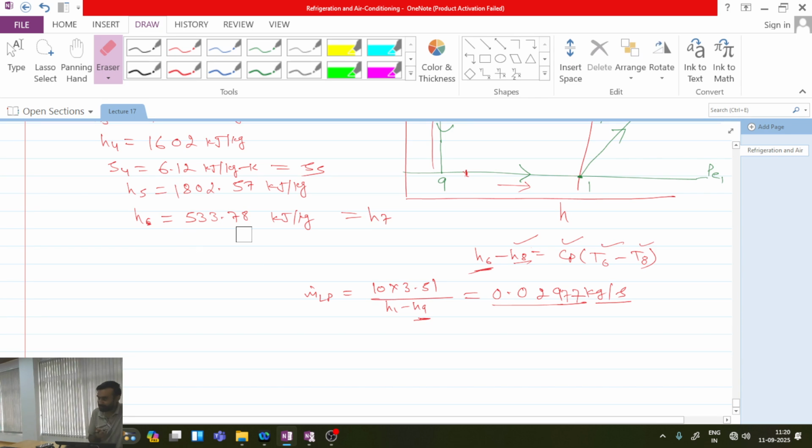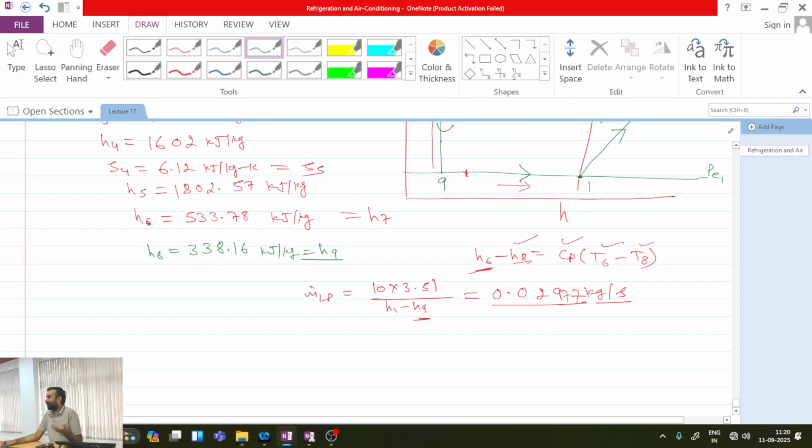Let's remove this approximation. My H8 will be how much? 330.16, which is equal to H9. Okay. So it means either from the value of Cp or from the subcooled table you will be calculating H8 to be 338. And if you calculate H8 to be 338, it will be equal to H9. And if you put H1 minus H9, now your answer will be 0.0297. Correct?